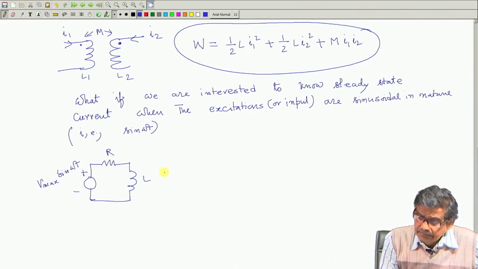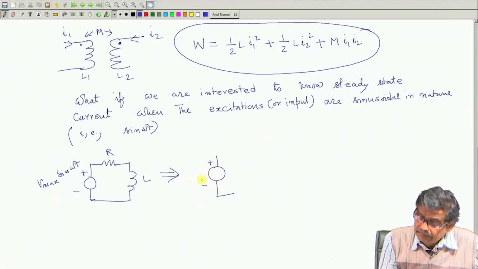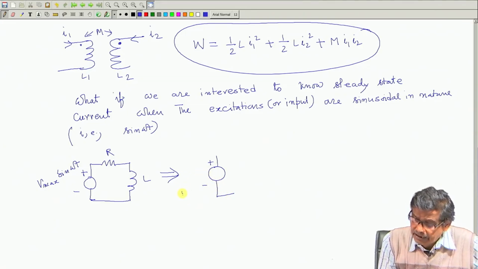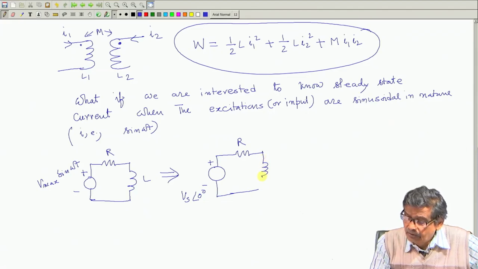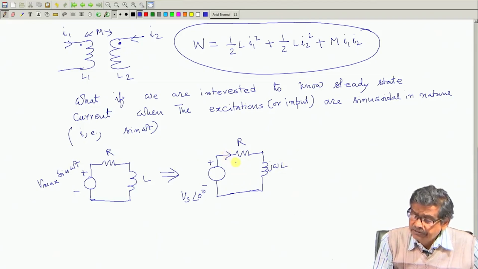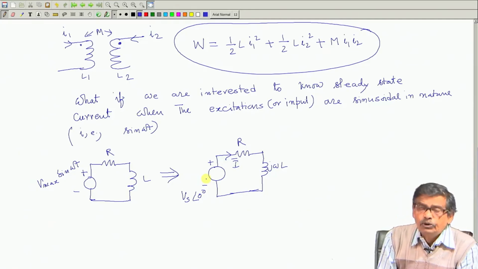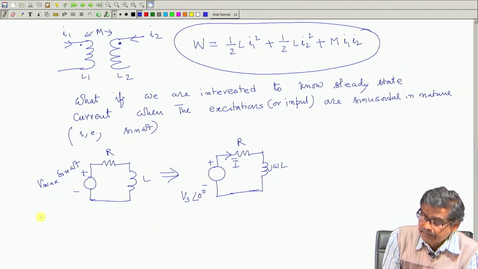In that case, it can be solved using phasor notation. The supply voltage will have some RMS value at 0 degree. R is replaced by R, no change, and omega L you write as j omega L, and find out the phasor current. From there you can come back to the time domain to find out the steady state current. That can always be done, we have seen that.